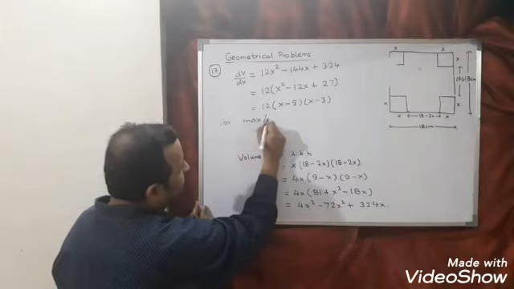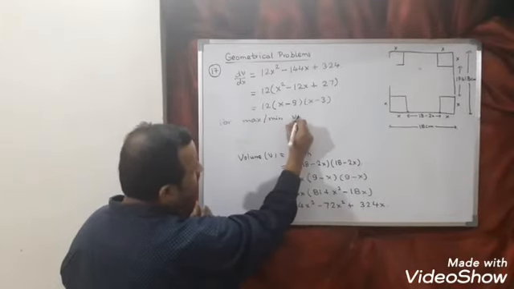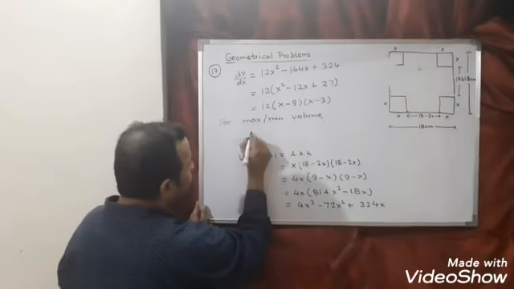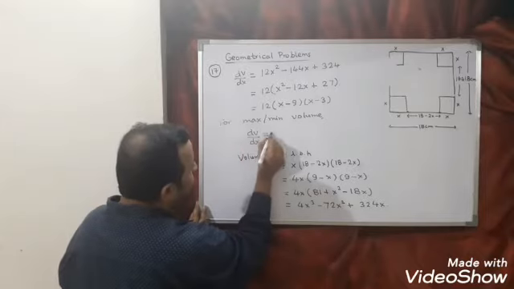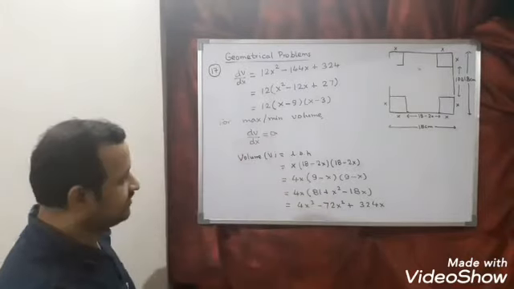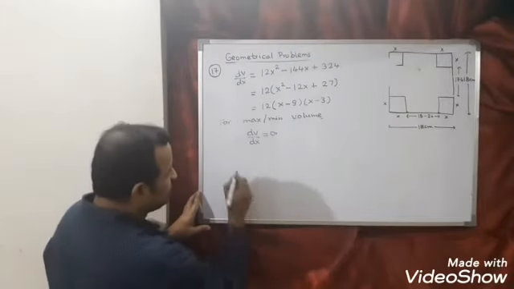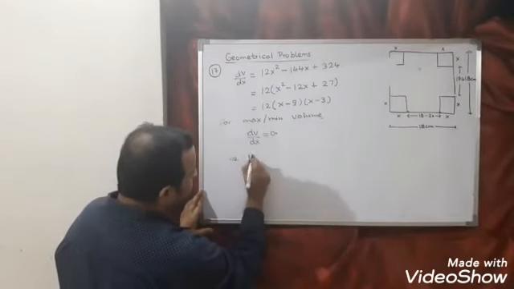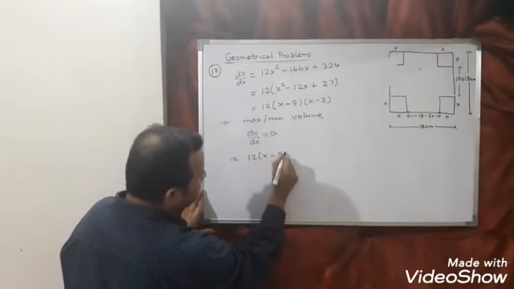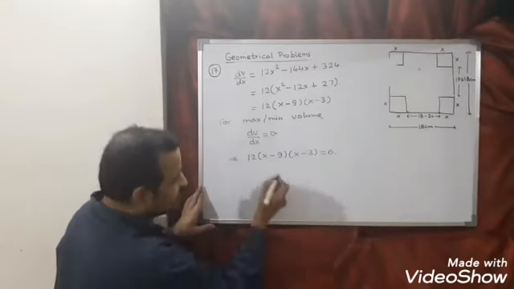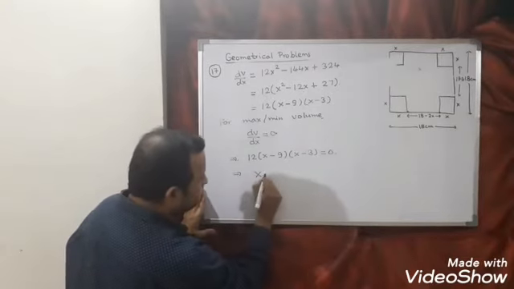Now here, for maximum or minimum volume, the condition is what? dV by dx should be equal to 0. Now calculate. So implies, what is dV by dx? 12 into x minus 9 into x minus 3 equal to 0. So from this what you will get? You will get x is equal to 3.